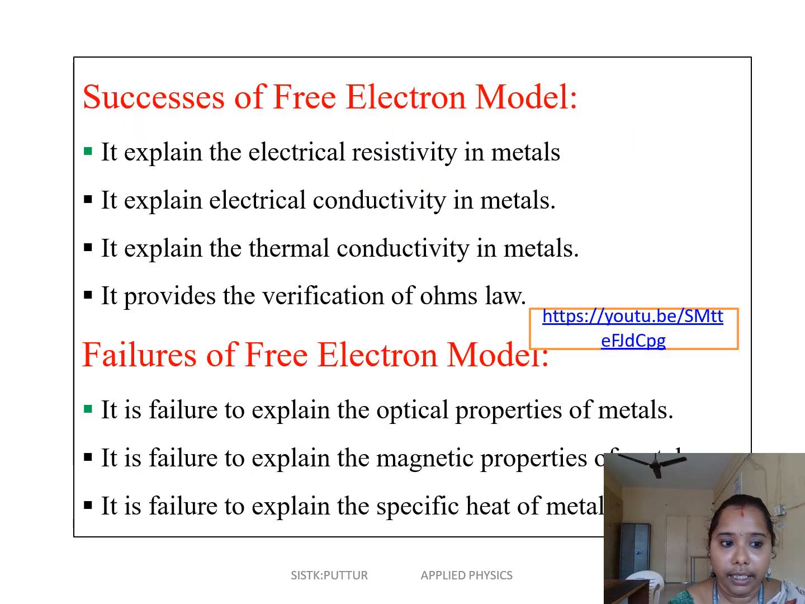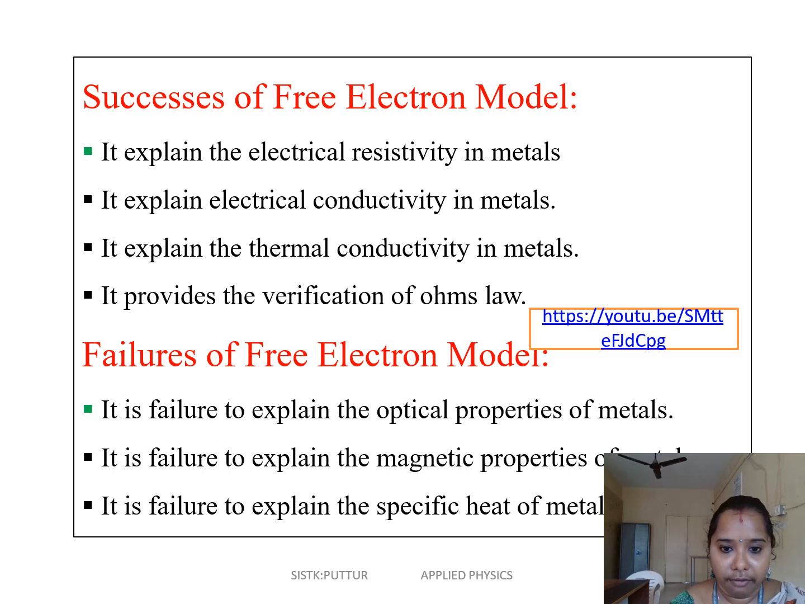Mainly in this free electron theory, we can derive an expression for electrical conductivity sigma. By using the Lorentz force and Newton's second law of motion, we can derive the electrical conductivity, that is, sigma is equal to n e squared tau by m. And what is the success of the free electron model? It explains the electrical resistivity in metals, the electrical conductivity in metals, the thermal conductivity in metals, and it also verifies Ohm's law.